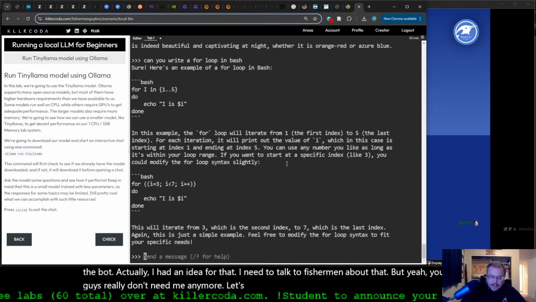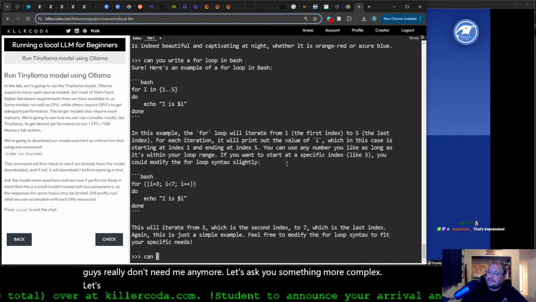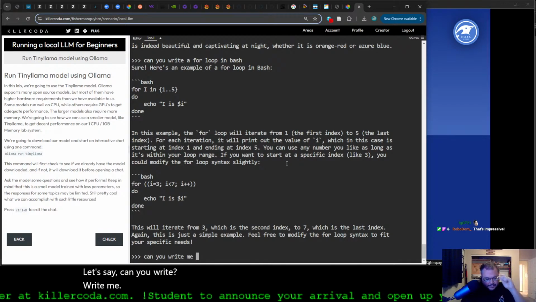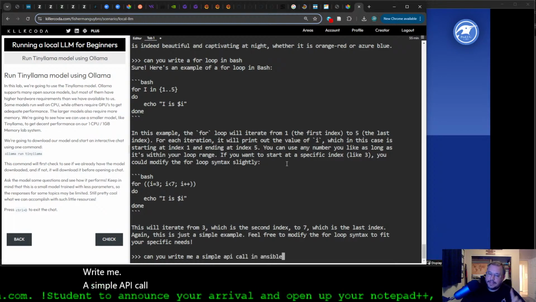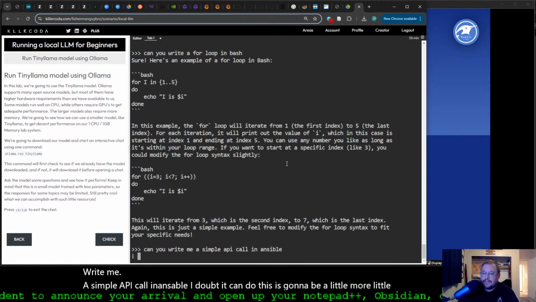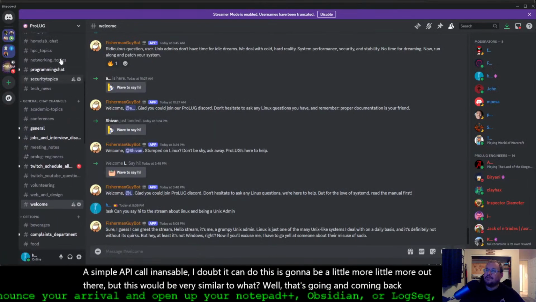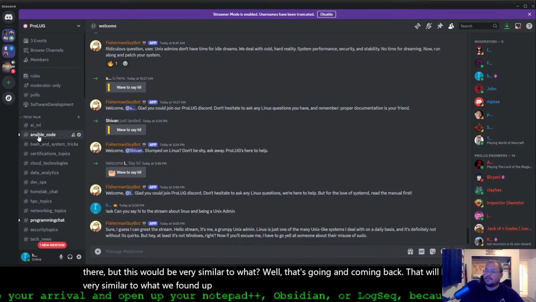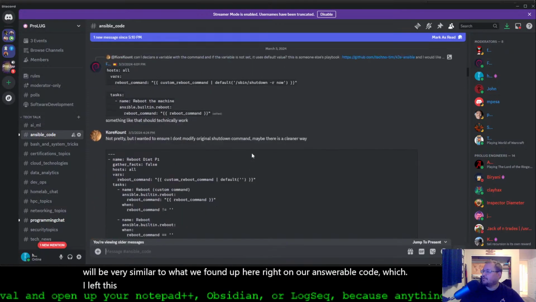Let's ask it something more complex. Let's say, can you write me a simple API call in Ansible? I doubt it can do this. This is going to be a little more out there, but while that's going and coming back, it will be very similar to what we found up here on our Ansible code, which I left up. Oh, wait, where is it?